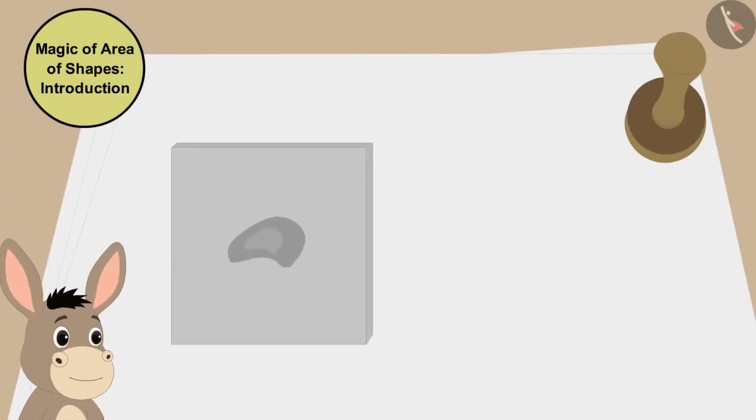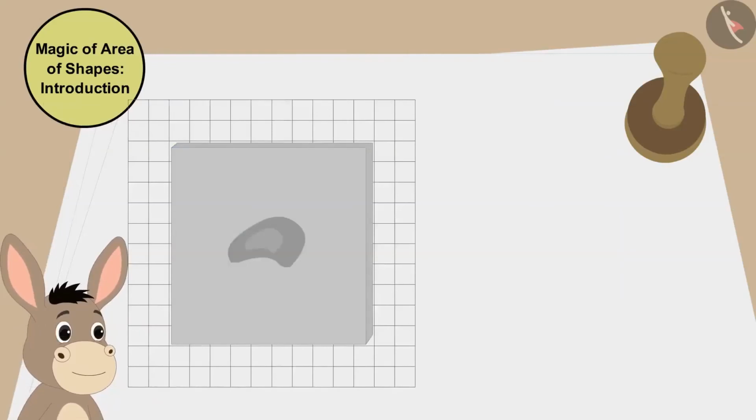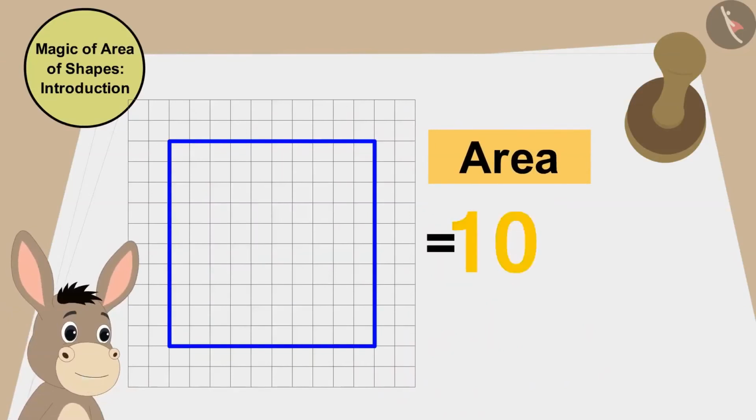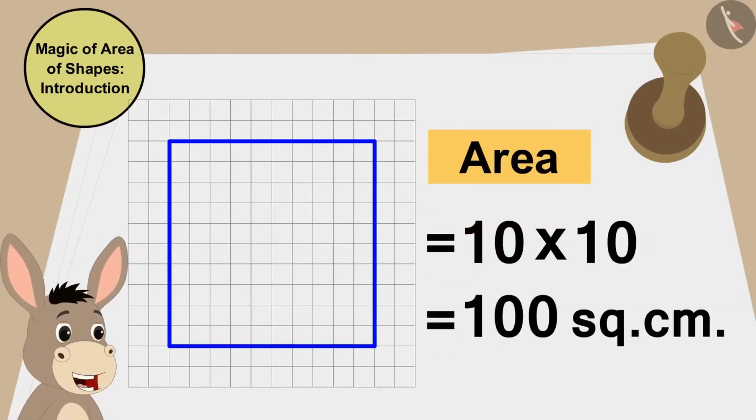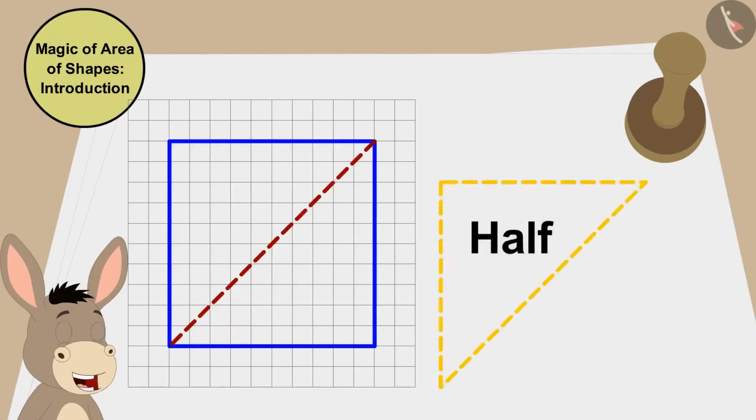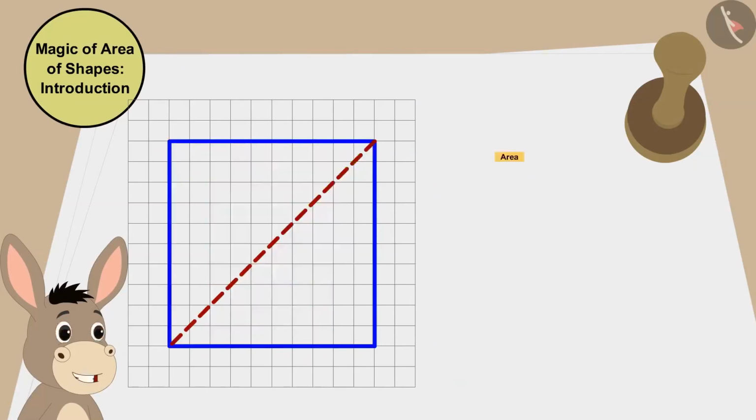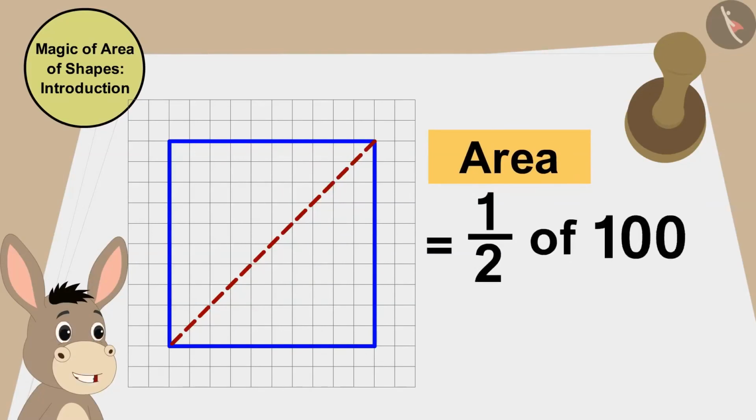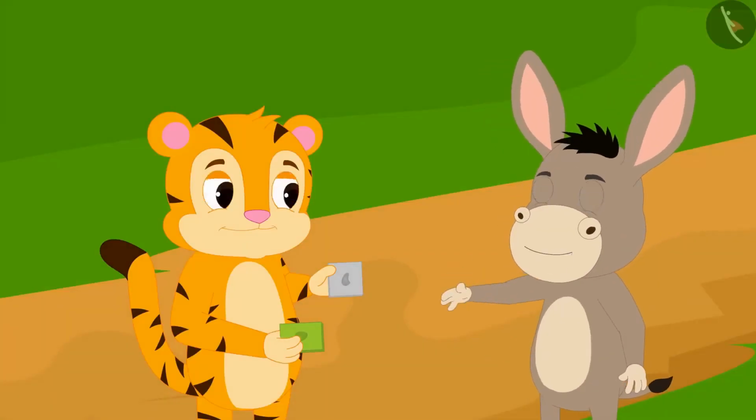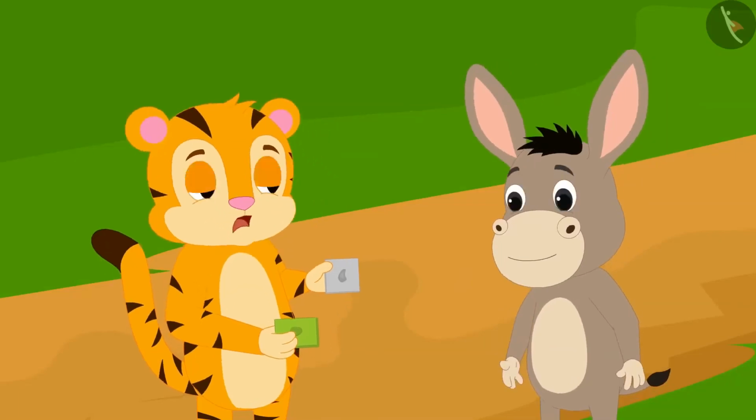Bhola first drew the outline of the cashew barfi on a grid paper like this. The area of this cashew barfi is 10 times 10. That's 100 square centimeters. If I draw a straight line like this, I will divide this cashew barfi into 2 equal triangles. And because both triangles are half of this cashew barfi, both of the areas of the triangles will be half, or 50 square centimeters of the area of cashew barfi. Bhola told Sher Khan. Sher Khan was shocked.